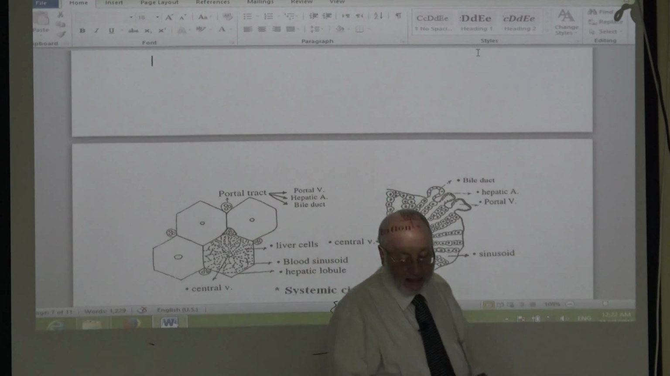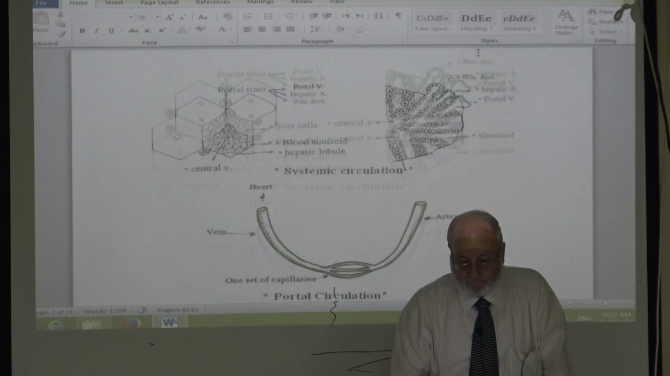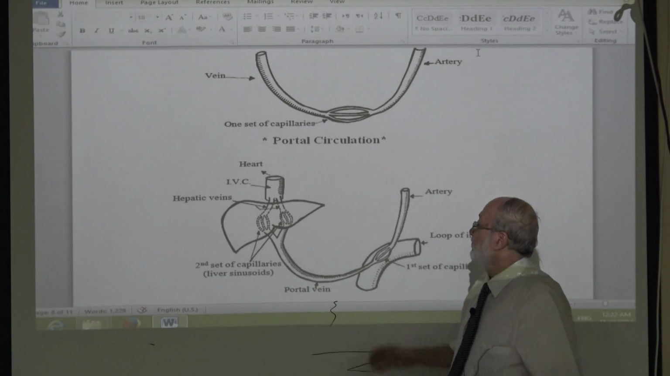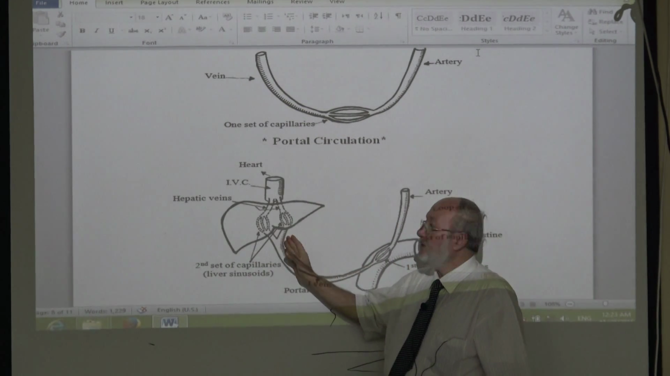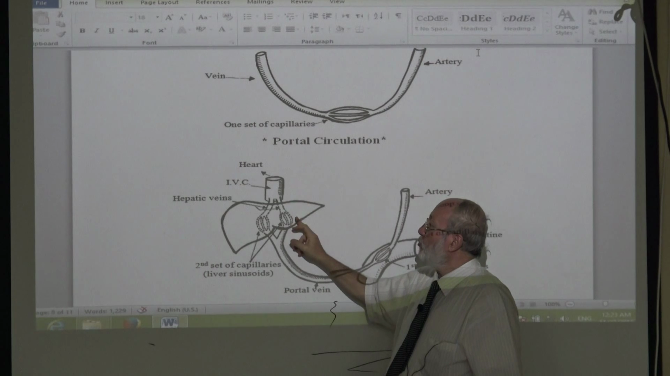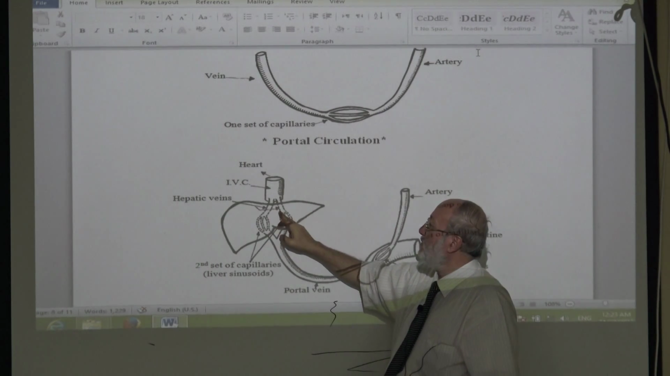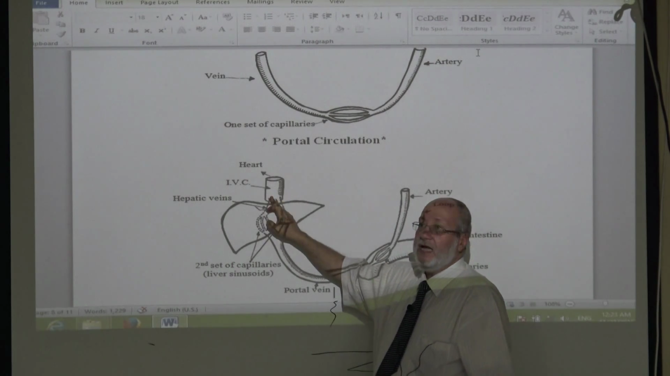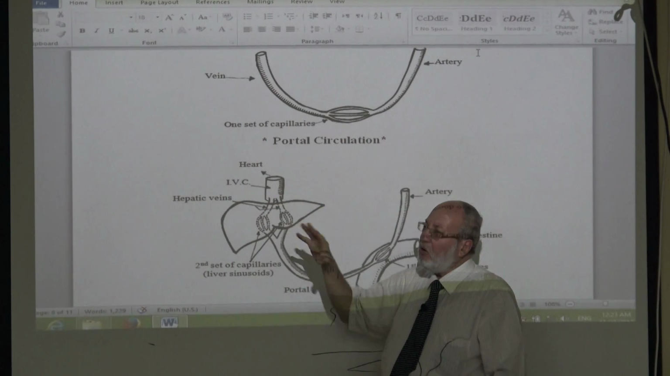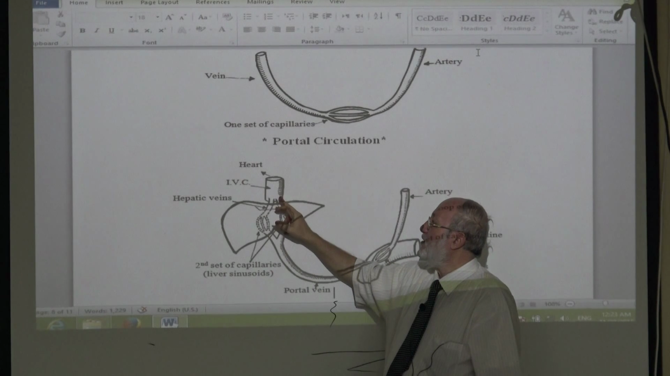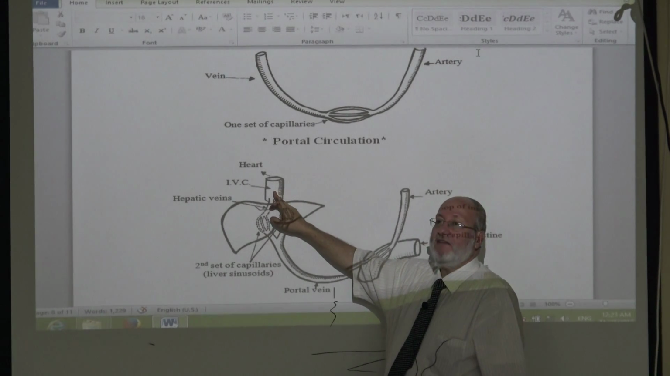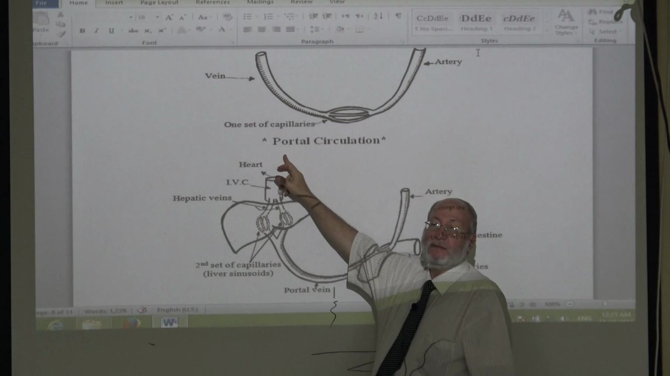And the hepatic veins drain into... The portal vein divides into the liver, to the sinusoid, and from the sinusoid to the central veins, to be collected into 3 or rarely 2 hepatic veins, which drain into the inferior vena cava to the heart.